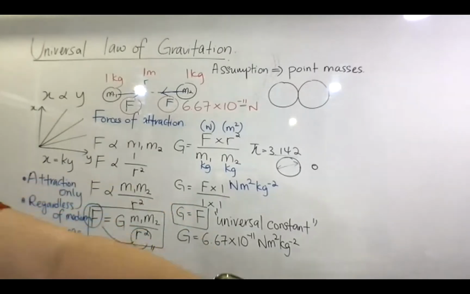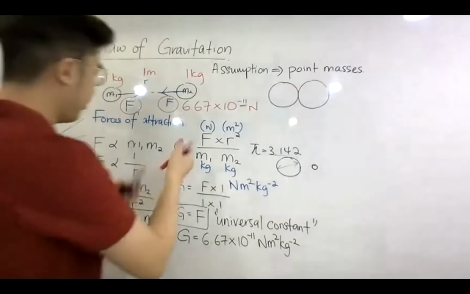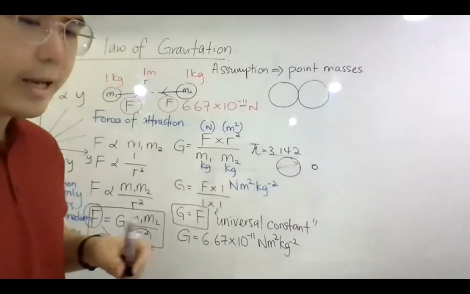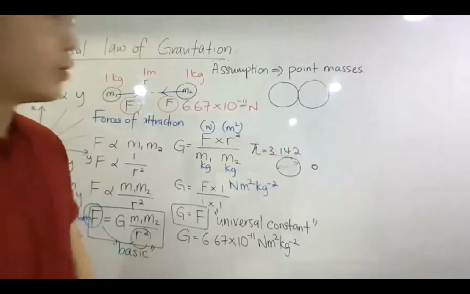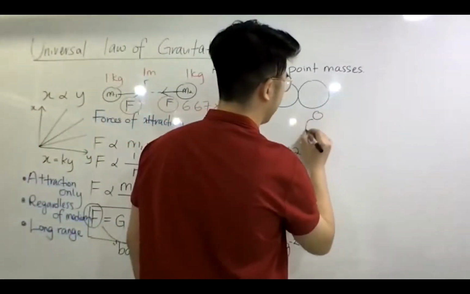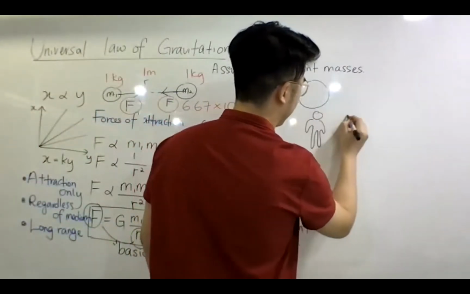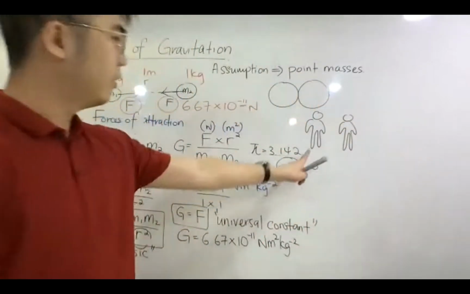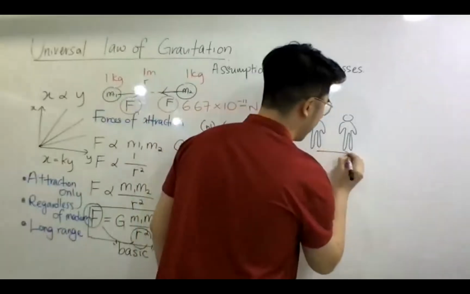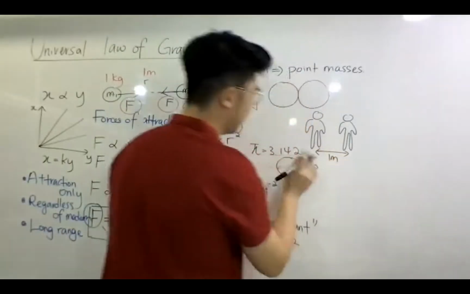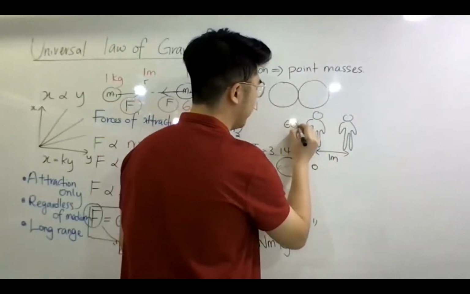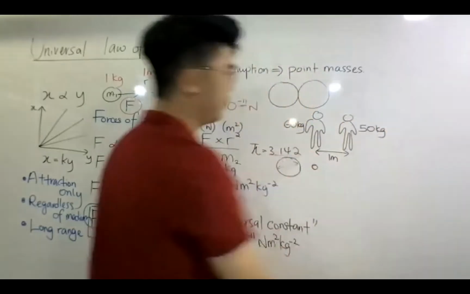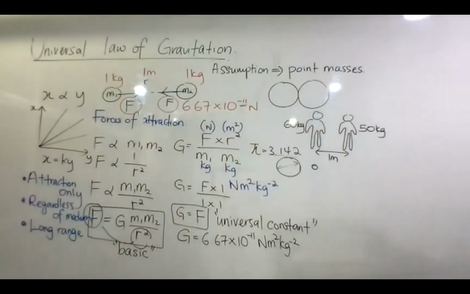Okay, now, so theoretically, any masses can attract. You and your friend stand next to each other. Here. You stand here, your friend stands here. You stand at a distance of 1 meter. And let's say you are 60 kg, your friend 50 kg. What is the force of attraction?